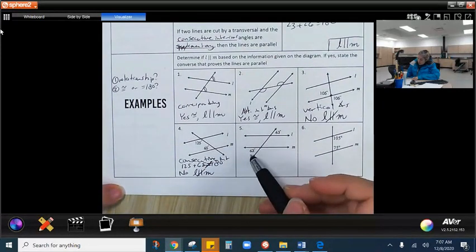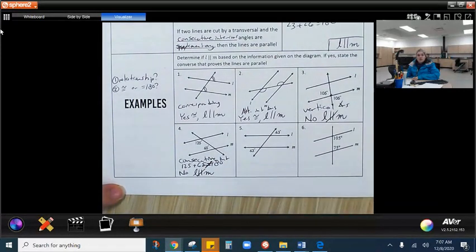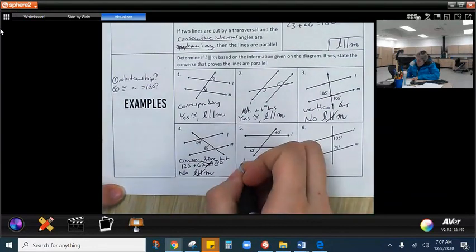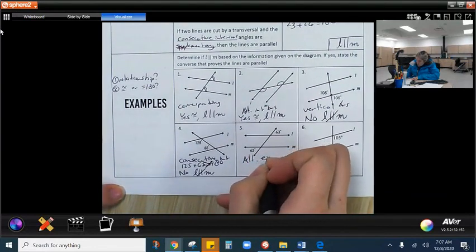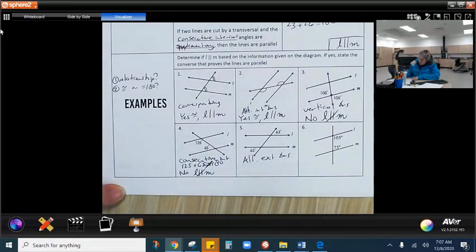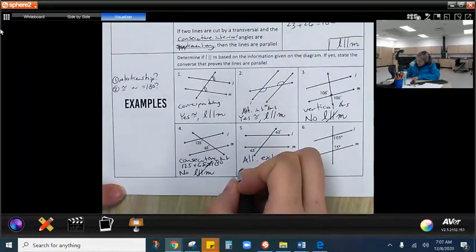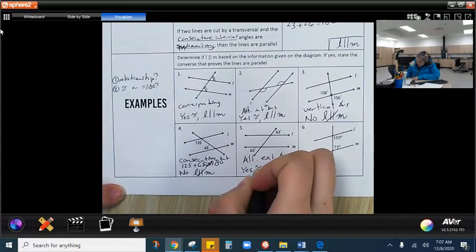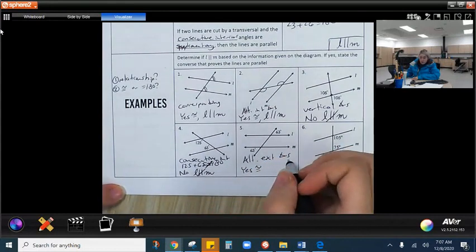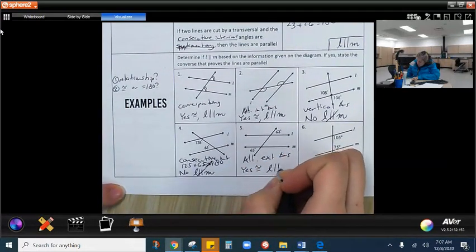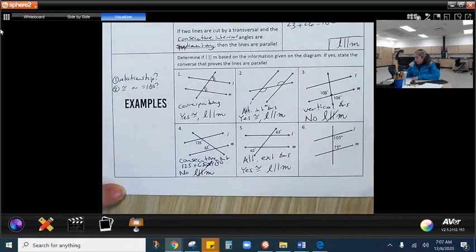All right, our next one right here, we've got two angles that are labeled with 63 degrees. What is their relationship? They are alternate exterior angles. Alternate exterior angles are supposed to be congruent. Yes, they are congruent. Therefore, because they're congruent, the lines are parallel. So L is parallel to M.